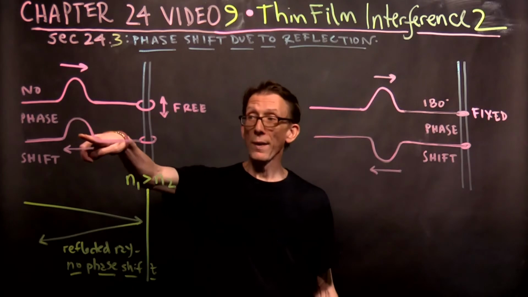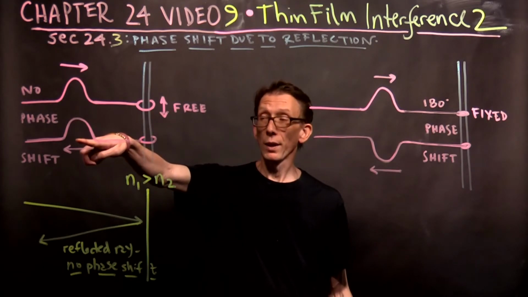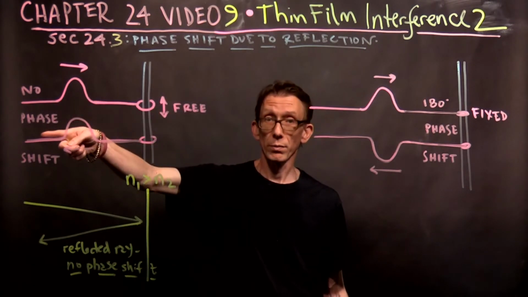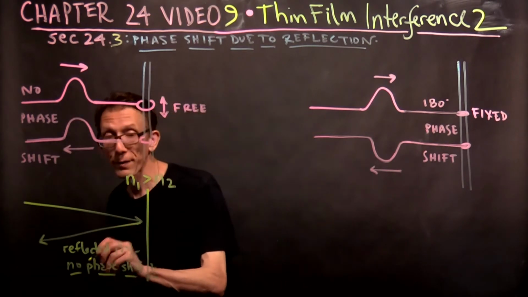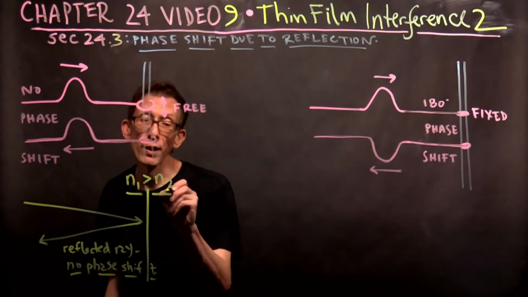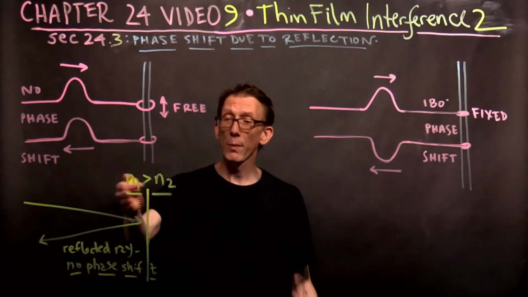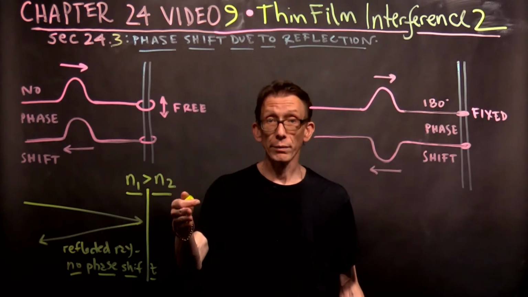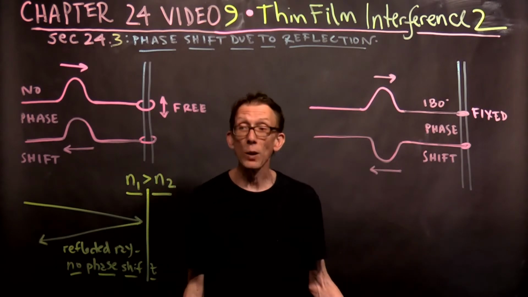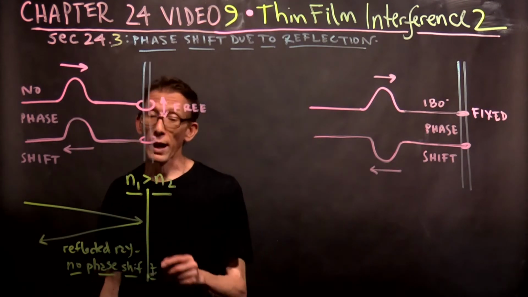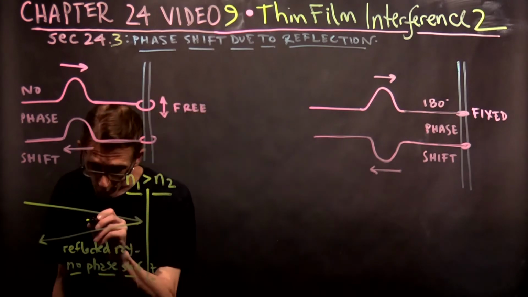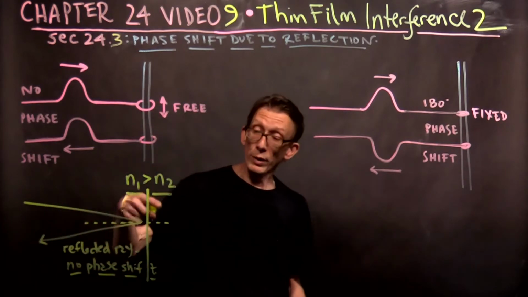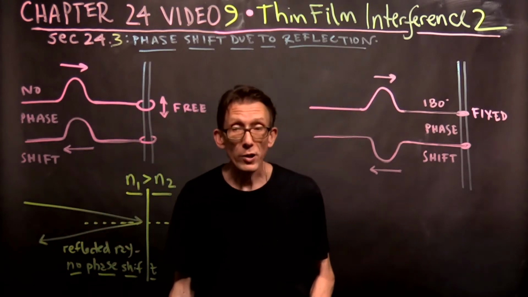In the same way that this wave that's reflected here with the free end is in step with the wave that came in. Comes in positive, goes out positive. There's no phase shift in the case N1 bigger than N2. So maybe this is glass, maybe this is air, maybe this is water, maybe this is air. Whatever. If N1 is bigger than N2, then when the light reflects and goes back, according to the law of reflection, here's the normal, when it gets bounced back, there's no phase shift.